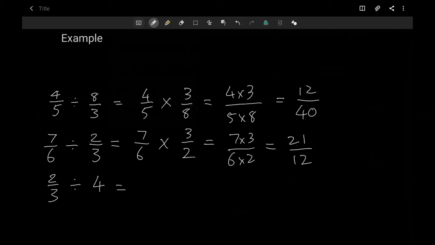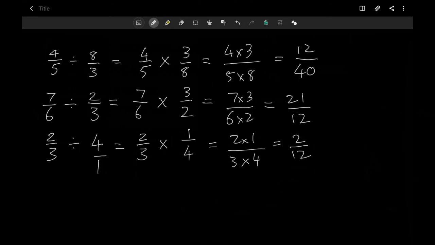How did you go? Okay, so if we follow the steps, rewrite the first fraction, it'll be 2 over 3. We change the divide sign into a multiplication sign. Now, number 4 is actually 4 over 1. So when we invert this, it becomes 1 over 4. Again, we have a multiplication problem. Top times top, 2 times 1. Bottom times bottom, 3 times 4. And the answer is 2 over 12.